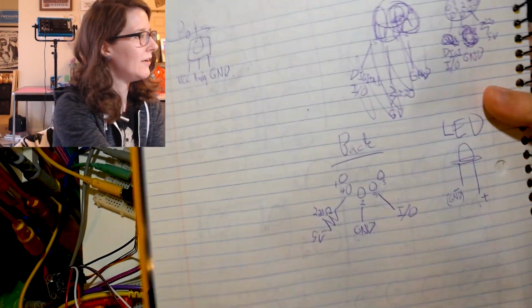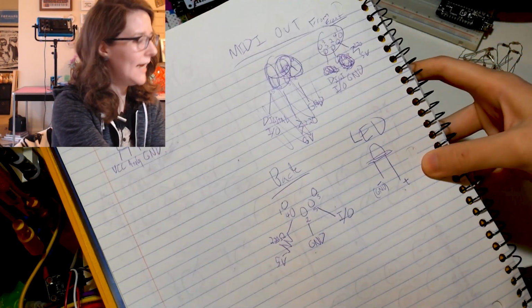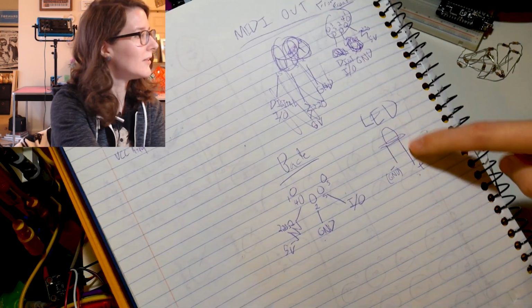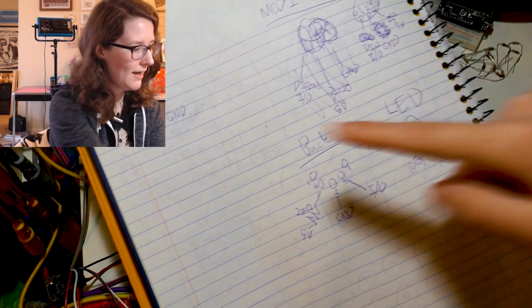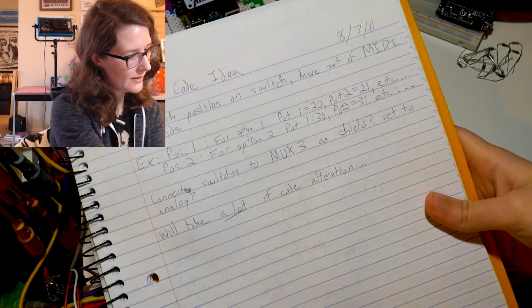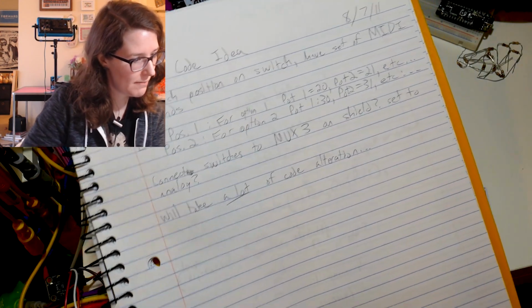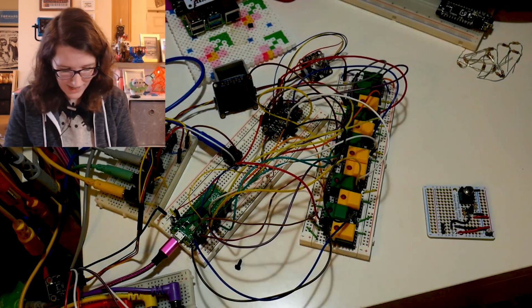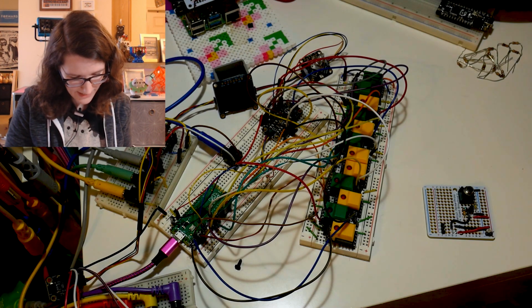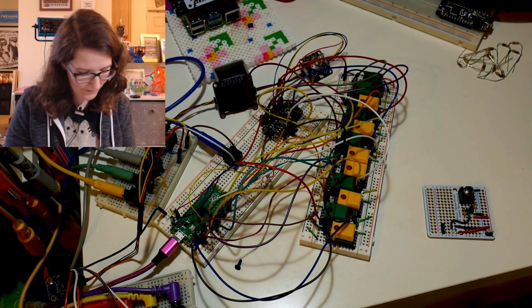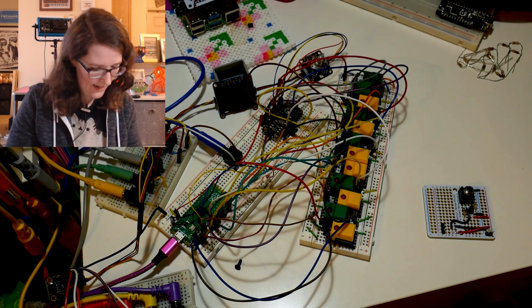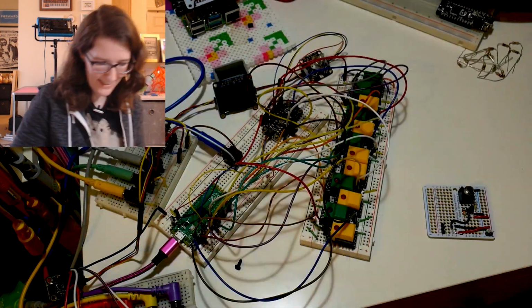And here's how to wire up a MIDI jack, and the layout for an LED and a pot, and abstract code idea. Each position on a switch has a set of MIDI commands. There's one. I don't know, it's fun to look back at it. I'm glad I have it. And I was trying to understand how code works there.